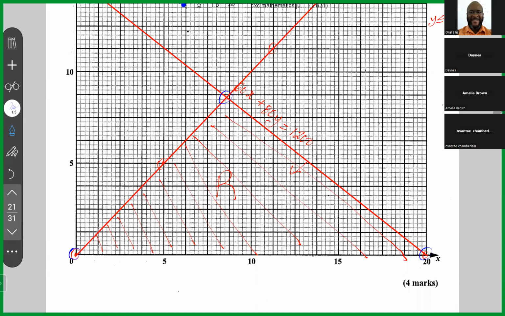Now, this vertex here is 8.5, 8.5. The vertex here is 0, 0, which is the origin. And the vertex here is 20, 0. These are the vertices of the common area. The common area is the area that is shaded.